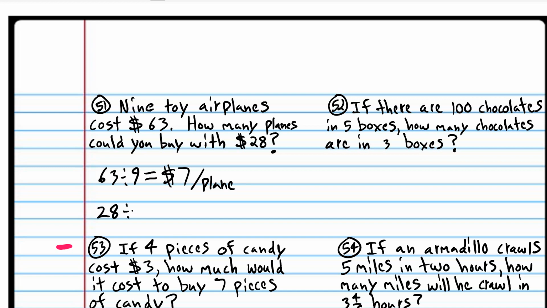Remember, when you're doing these word problems, you want to use every trick that you have in the book, even when it comes to common sense. In fact, common sense should always be the most important trick that you use when doing any word problem. So how many planes could you buy with $28? You take 28 and divide by 7, because you want to see how many times 7 goes into 28. How many $7 planes can you buy? 28 divided by 7 is 4 planes.